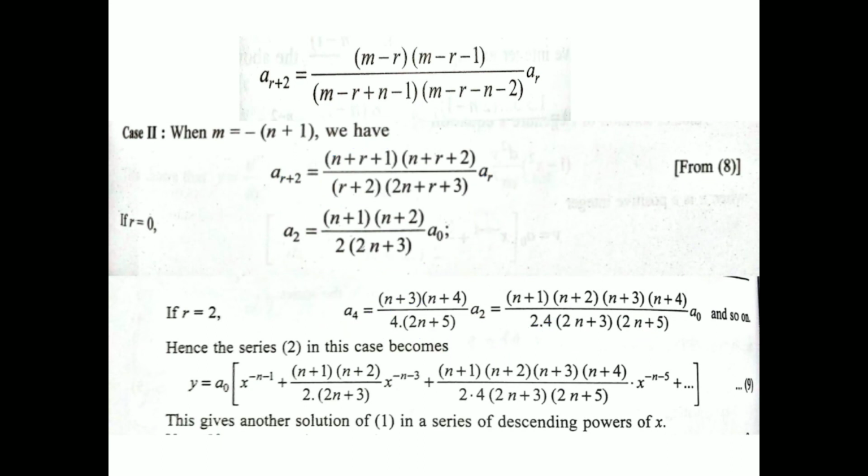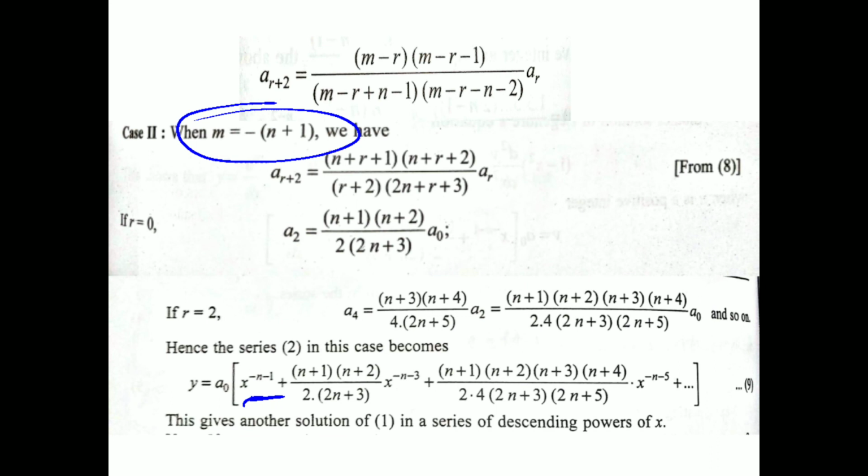So like this, we are having various coefficients. Just like in the previous case, hence series 2 in this case would become x power m into a naught. So m is nothing but minus n minus 1. So x power minus n minus 1. And next term is x power m minus 2, because x power m minus 1, that is a1 into x power m minus 1, a1, a3, a5, all are 0. So hence we would have x power m minus 2 as the next term.